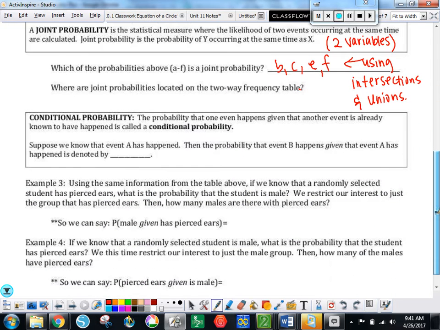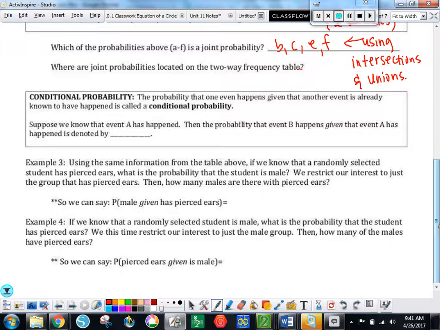There's one last thing called a conditional probability. This one is a little bit harder. The notation is a little bit different. It's the new one. We haven't done this yet today, or yet this unit. The other ones we really have. Conditional probability is the probability that one event happens given that another event has already occurred.